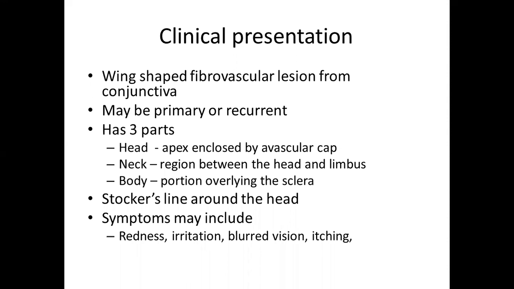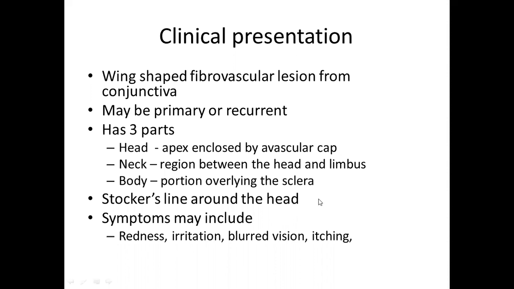So the head, the apex, is enclosed by a vascular cap, then the neck, that's the region between the head and the limbus, and the body, the portion overlying the sclera. So there's what is called Stocker's line around the head. It is a brownish discoloration, just like a cap on the head of the pterygium.